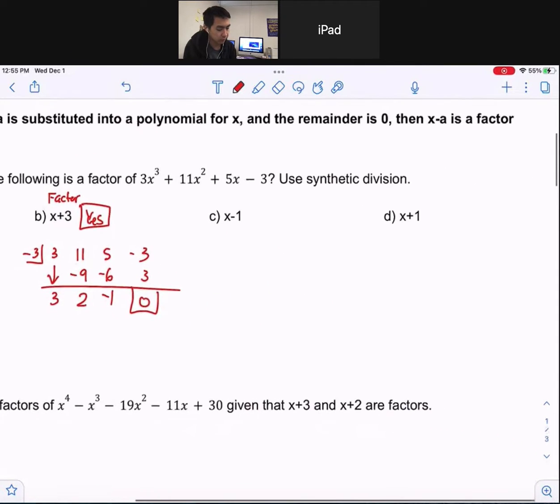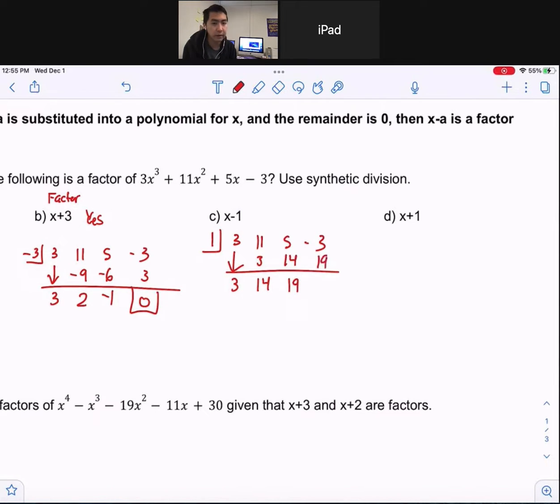C, is that one a factor? Well, the opposite of that, -1, is 1. 3, 11, 5, and -3. So drop the 3 down. 3 times 1 is 3. Add, 11 plus 3 is 14. 14 times 1 is 14. Add, 19. 19 times 1 is 19. 19 plus -3 is 16. So we did not get 0, you guys, which means this x minus 1 is not a factor. So the answer is no, it's not a factor.